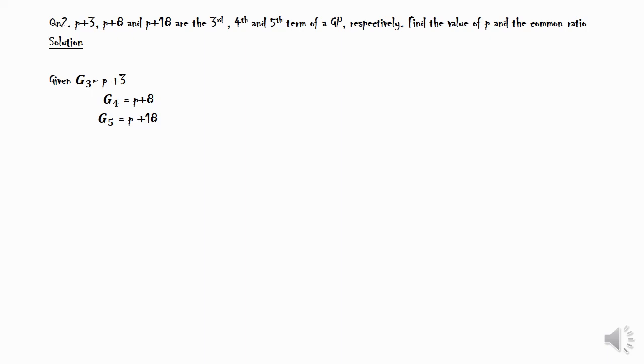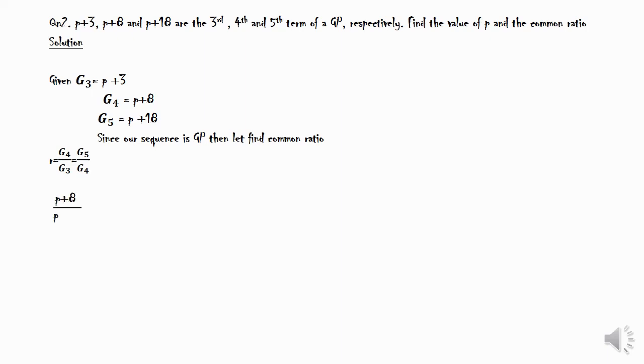So when you take G4 divided by G3, it is the same as when you take G5 divided by G4. When you find the common ratio, mtu atakayechukua G4 gawanya kwa G3 atapata common ratio ile, na atakayechukua G5 gawanya kwa G4 atapata ile. G4 over G3 is the same as G5 over G4, as I said before.